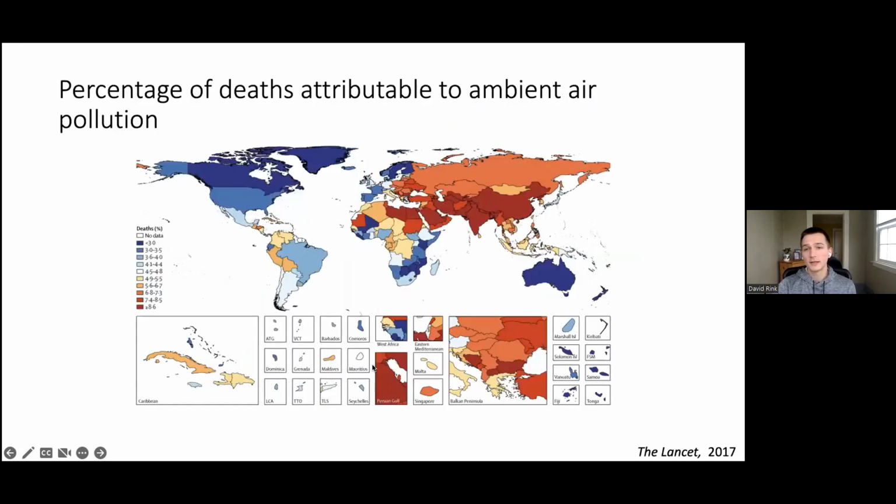Finally, we see an unequal percentage of deaths attributed to ambient air pollution across the globe. This graphic just demonstrates the percentage of deaths attributable to ambient air pollution by country. I will note, though, that despite the relative good standing of the United States here, that is still representative of 3 to 5% or so of deaths in the US being considered attributable to ambient air pollution.